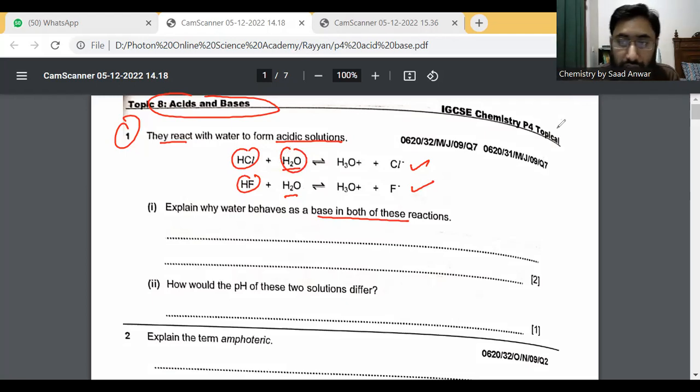The point is, remember the definition of acid and base. Guys, any substance which can donate proton is called acid. So I will write proton donor. Proton donor is called acid. And what is base? Proton acceptor is called base.